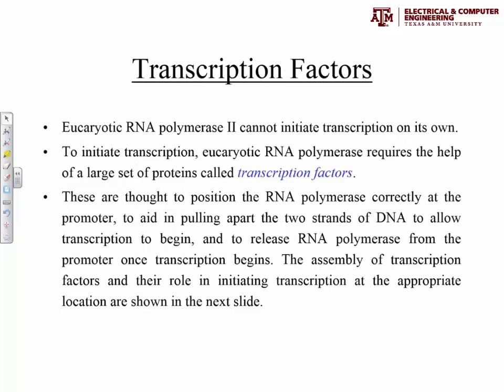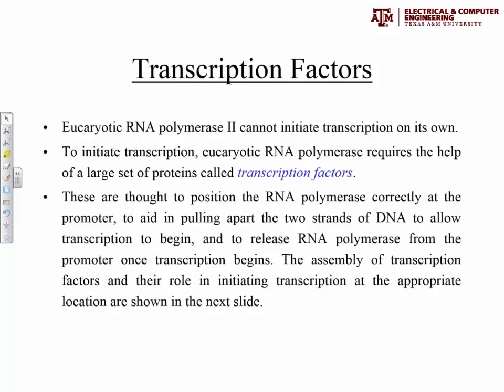The second thing is that in eukaryotic cells, RNA polymerase 2 cannot initiate transcription on its own. It needs a lot of friends. To initiate transcription, eukaryotic RNA polymerase requires the help of a large set of proteins called transcription factors. If all those guys are not there, it's just too bad. RNA polymerase can be there, but transcription will not take place. This is also terminology that you need to know. These are thought to position the RNA polymerase correctly at the promoter, to aid in pulling apart the two strands of DNA, because you have to have a DNA template exposed. You cannot work with double-stranded DNA. Then they help release RNA polymerase from the promoter once transcription begins. So all that is enabled by these transcription factors.